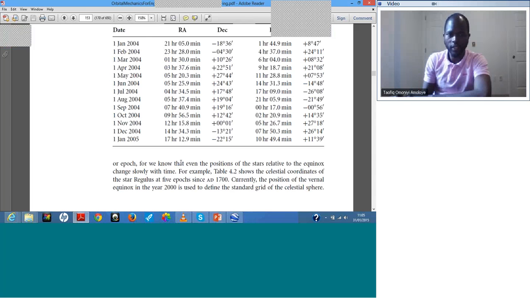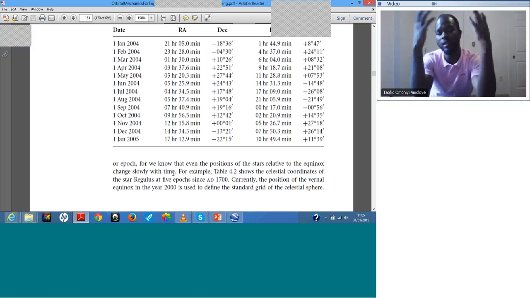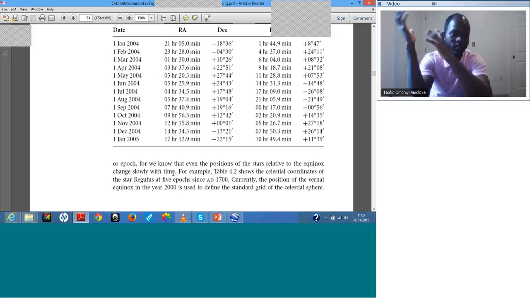So we know that even the positions of the stars relative to the equinox change slowly with time. Everything from what we've been looking at is always in constant motion. Those stars that seem fixed to us are also moving towards the center of some galaxy, and the whole galaxy is moving towards the center of some other thing. So that's how everything is.